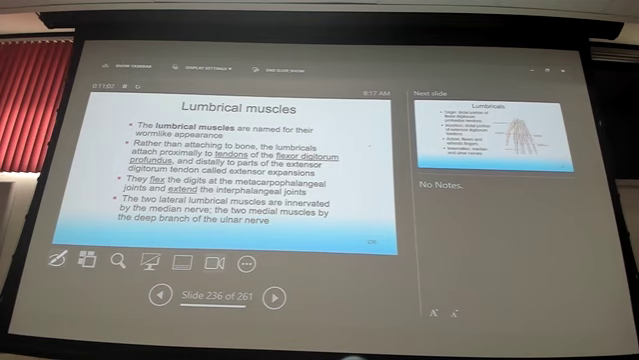Their job is to flex the digits at the metacarpophalangeal joints and extend the interphalangeal joints. So it's like you're doing this. I always say, how tall is that lumberjack? You picture lumberjacks being really big, so that's the action of them. Flex the metacarpophalangeal joints and extend the interphalangeal joints.